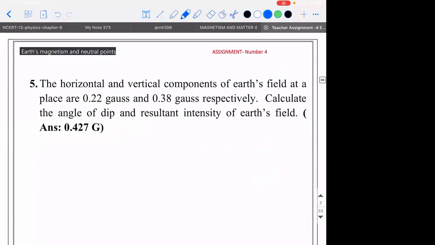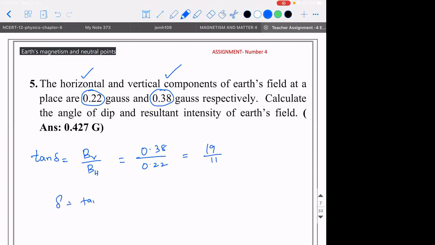One last problem. See, for example, you are asked this question: the horizontal and the vertical components of the Earth's field at a particular location are 0.22 gauss and 0.38 gauss respectively. Calculate the angle of dip. For angle of dip, what is the formula? Tan delta is equal to BV divided by BH. So BV is 0.38 divided by 0.22, that is 19 divided by 11. Delta is equal to tan inverse of 19 by 11.